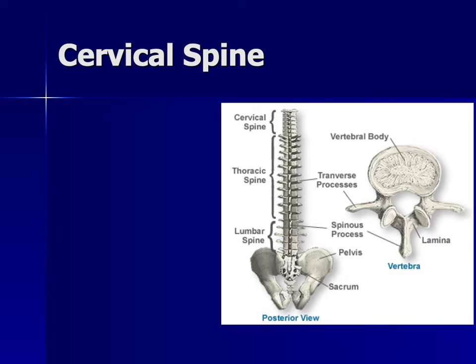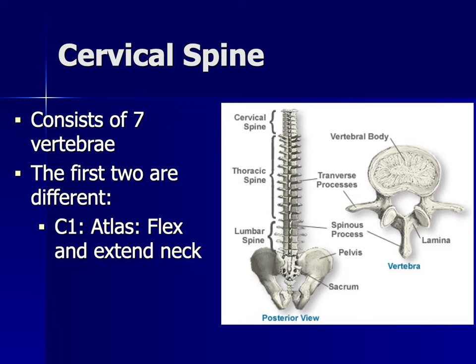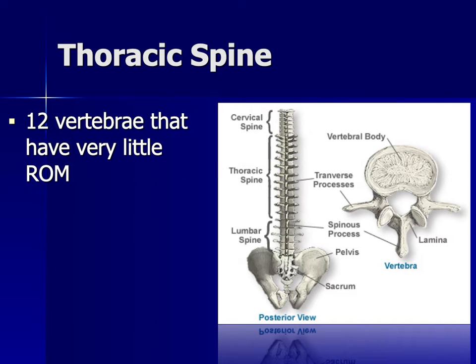The cervical spine, which is our neck, is made up of 7 vertebrae. The first 2 are different. They're numbered by their order. So C1 is the one on the very top. It's called the atlas. It's where flexion and extension of the neck take place. And C2 is the axis. It's where rotation of our neck takes place. So again, the cervical spine is our neck. There's 7 vertebrae there.